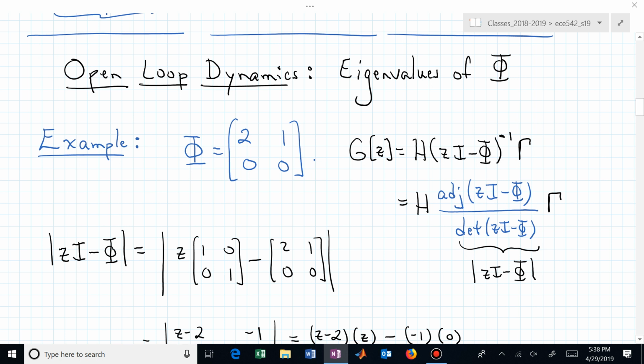Let's say phi is equal to this two-dimensional, 2 by 2 matrix: 2, 1 in the first row and 0, 0 in the second row. What are the eigenvalues? If you've had a linear algebra class, can you tell me what the eigenvalues are?